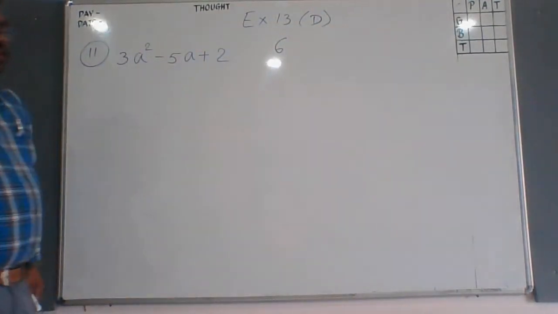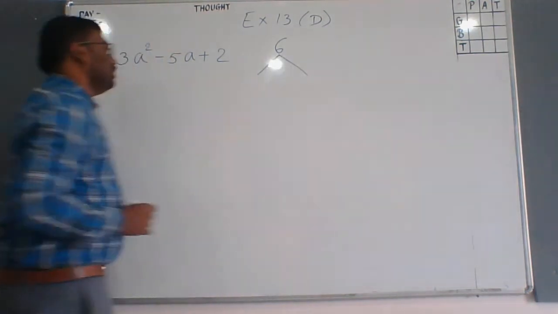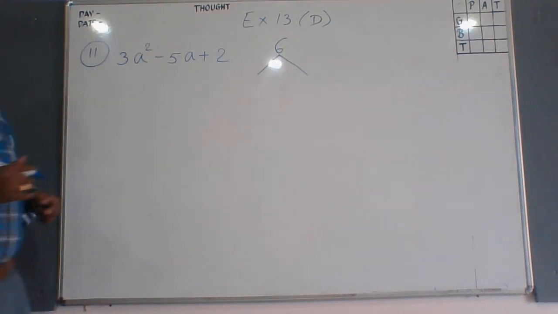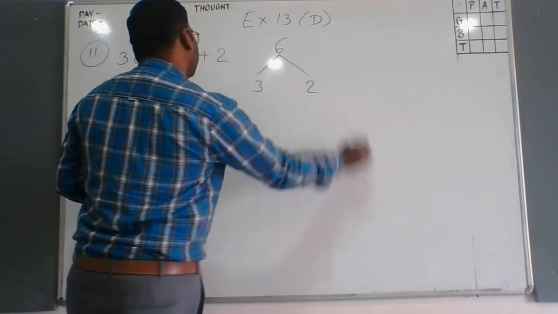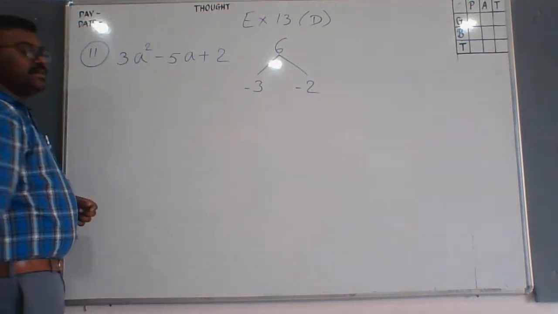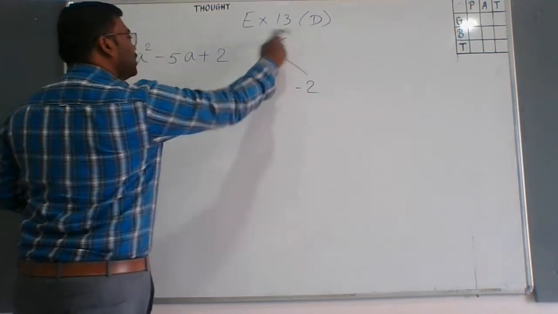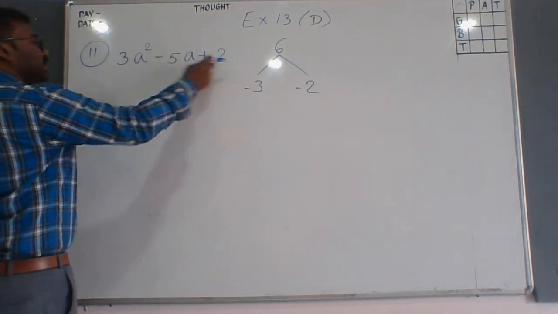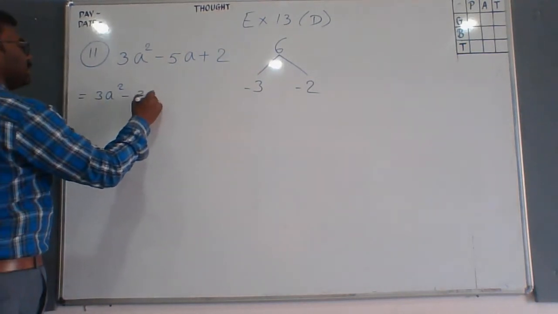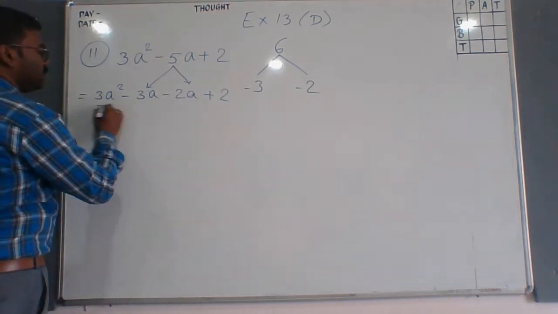Now see what we have to do for 6. Middle term is minus 5. Now if we take 3, 2, correct? Minus 3, minus 2, then only we are getting minus 5a. And multiplication of minus 3 and minus 2 will give us positive 6, as multiplication of 3 and 2 is 6. So 3a square minus 3a minus 2a plus 2. Middle term is replaced by these two terms.